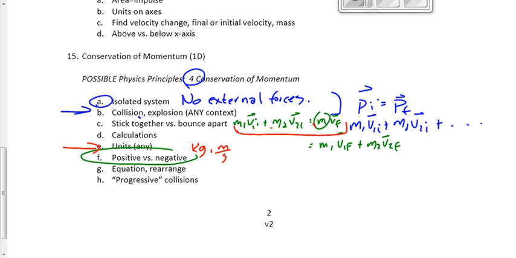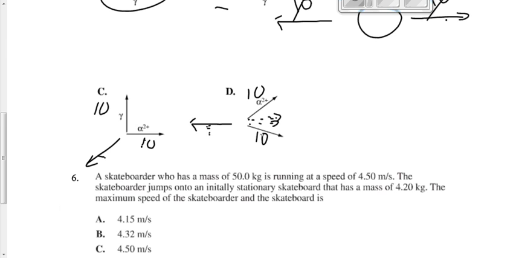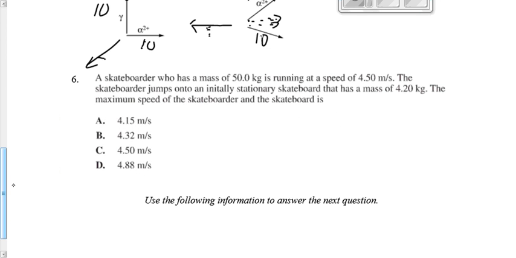All right. I'm going to give you a question to work on before I talk about what I mean by a progressive collision. We'll talk about that in just a couple of minutes. The one that I want you to work on now is question number 6, on the same page as the question you just did. It's a skateboarder question. A skateboarder who has a mass of 50 kilograms is running at a speed of 4.5 meters per second. The skateboarder jumps onto an initially stationary skateboard that has a mass of 4.2. What's the speed of the skateboarder and skateboard after this interaction takes place?